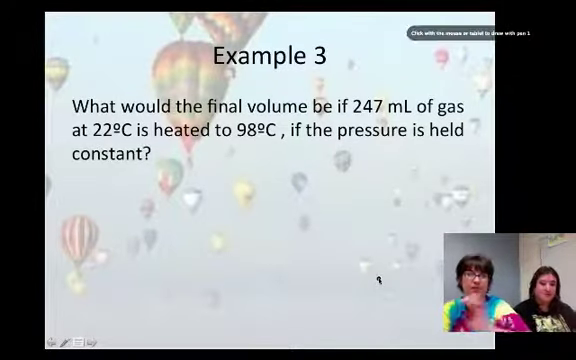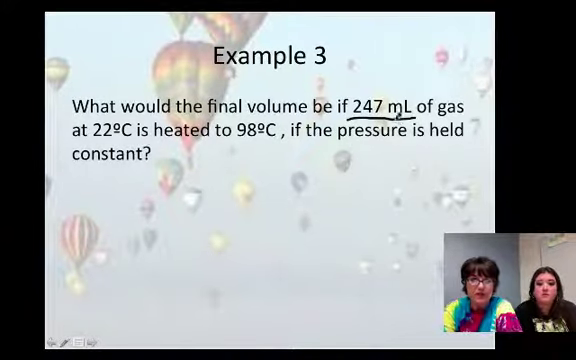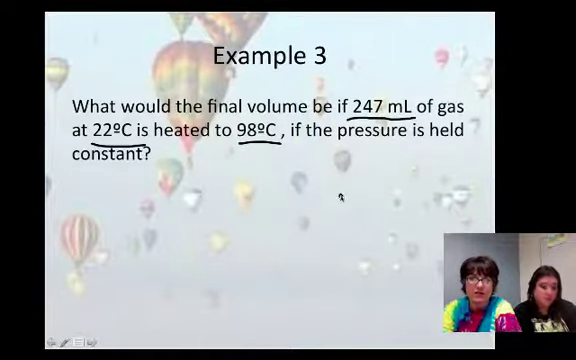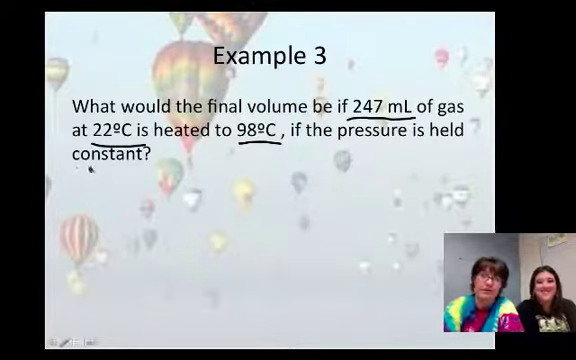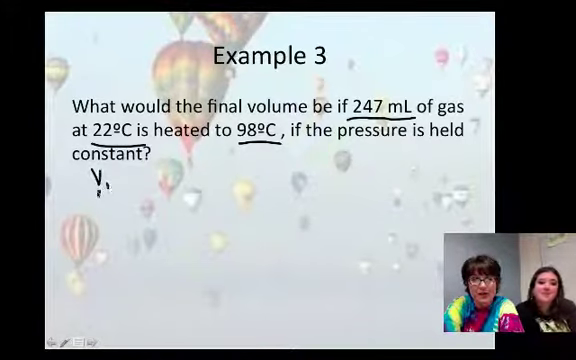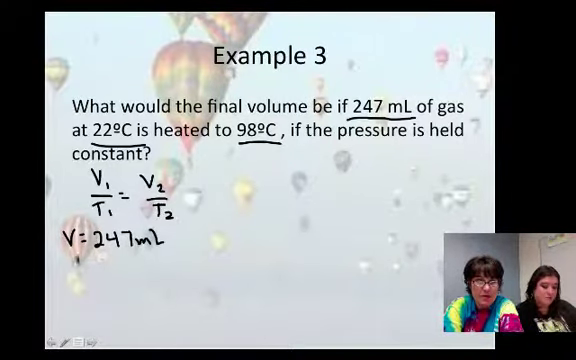You ready? What would the final volume be if 247 milliliters of gas at 22 degrees Celsius is heated to 98 degrees Celsius and the pressure is held constant, of course, because otherwise we can't apply Charles' law. As we just learned. Yes. So here's my law, V1 over T1 equals V2 over T2. And my first volume is 247 milliliters. And my second volume is my target. That's what we're trying to find out. What would be the final volume, right?